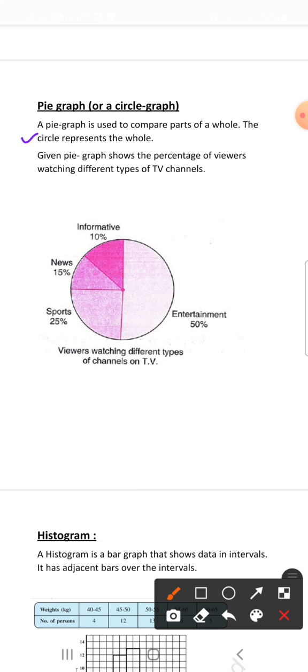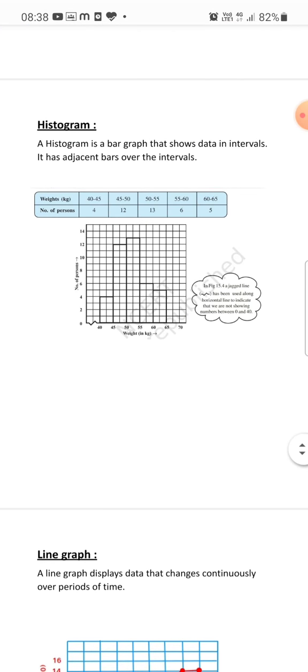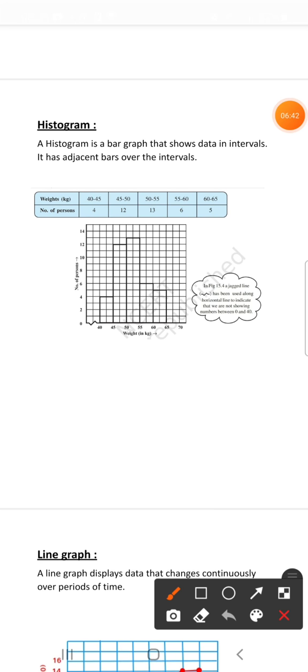Now the next kind of graph that we can know about here is histogram. A histogram is a bar graph that shows data in intervals. You can see here.